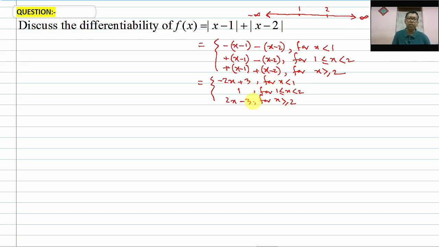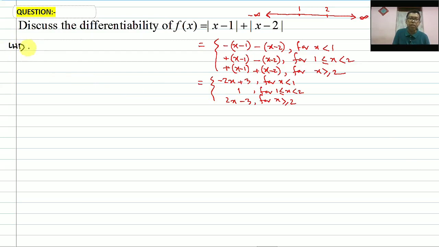First of all, I want to do it mechanically, that means mathematically. After that I shall draw the graph of this function so that you can understand it better. Okay, first of all, LHD. What is LHD? LHD means left hand derivative.